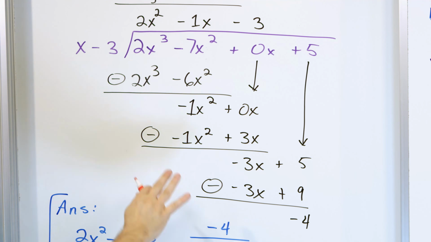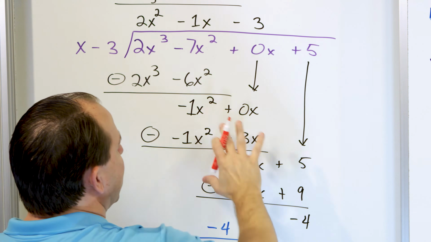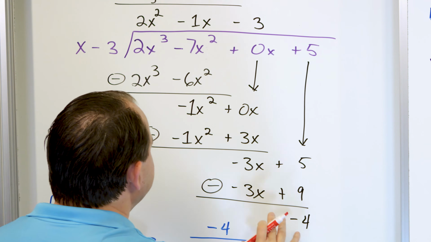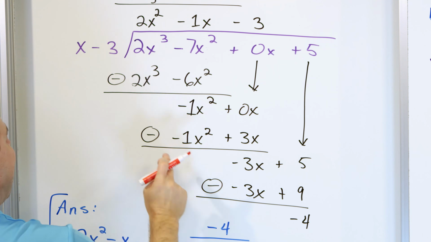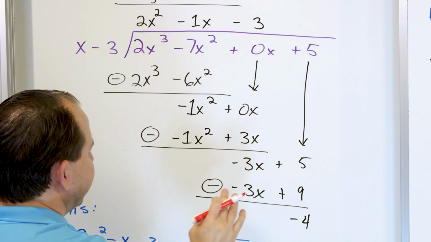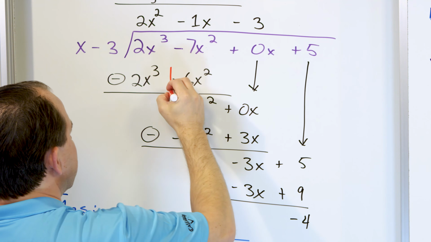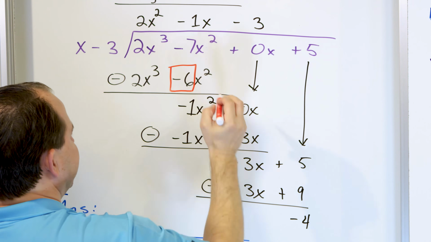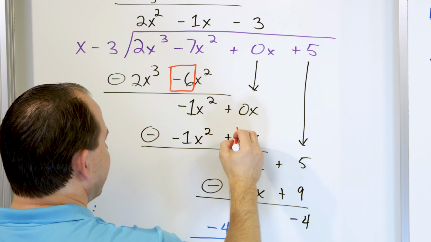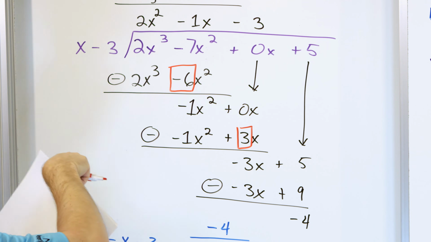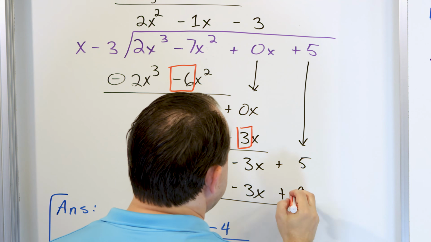When you're doing long division, obviously everything written on here is important, but when you're doing the subtraction and working through this black part here, you see how the 2's are subtracting, the -1's are subtracting, the -3's are subtracting, and so on. The most important numbers are these numbers boxed in red. You have a -6, you have a 3, and you have a 9 here.